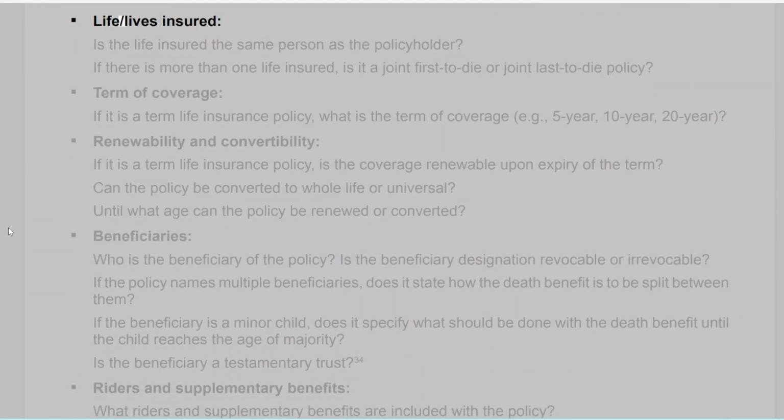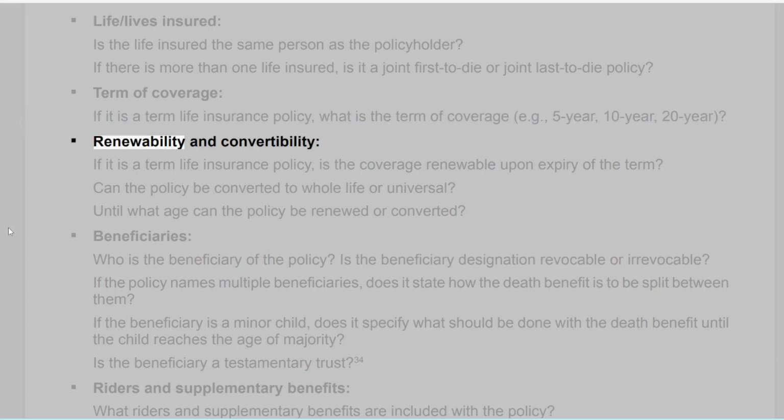Life insured. Is the life insured the same person as the policyholder? If there is more than one life insured, is it a joint first to die or joint last to die policy? Term of coverage. If it is a term life insurance policy, what is the term of coverage, for example, 5-year, 10-year, 20-year?